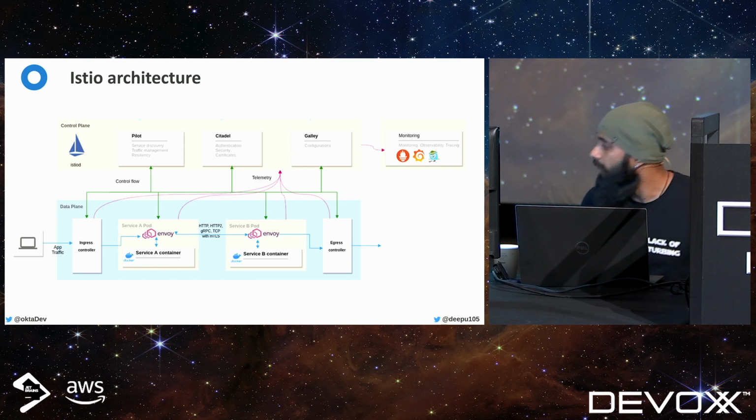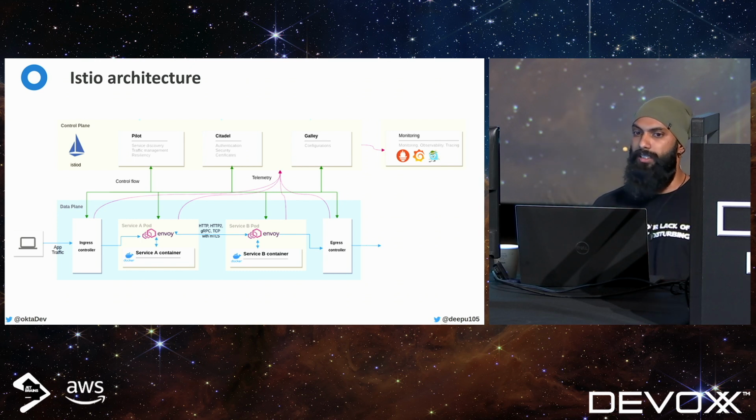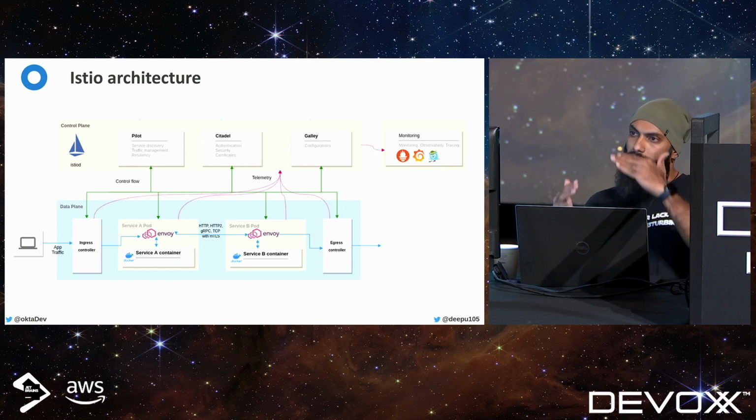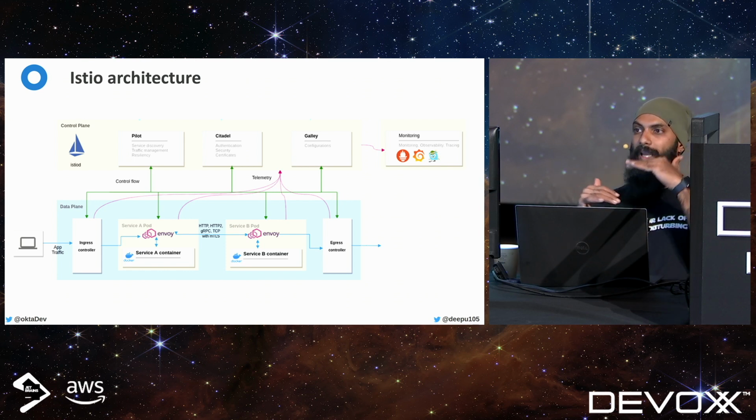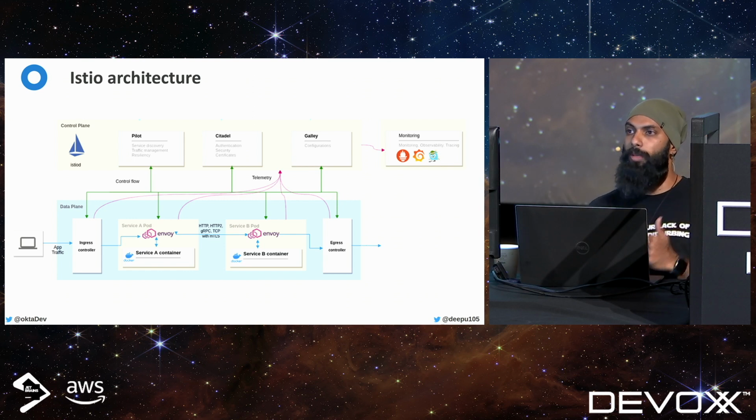So let's take a quick look at the Istio architecture itself. The architecture is divided into two planes. That's how Istio categorizes them. So there is the control plane and the data plane. The control plane consists of the Istio daemon. And the Istio daemon manages and configures the Envoy proxies on the data plane to route traffic. The control plane also enforces policies and collects telemetry.